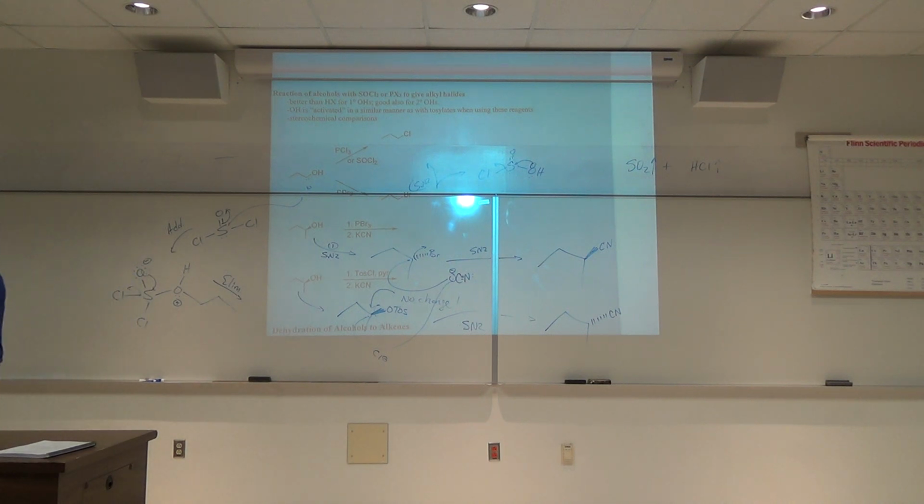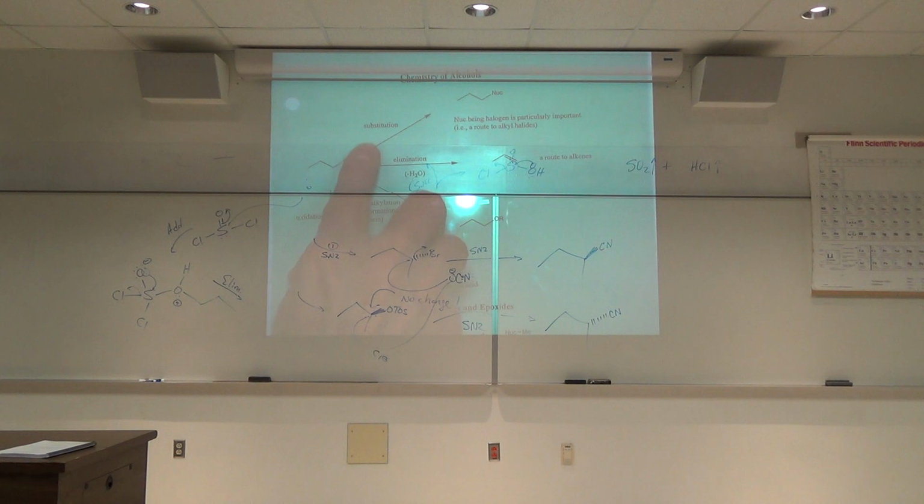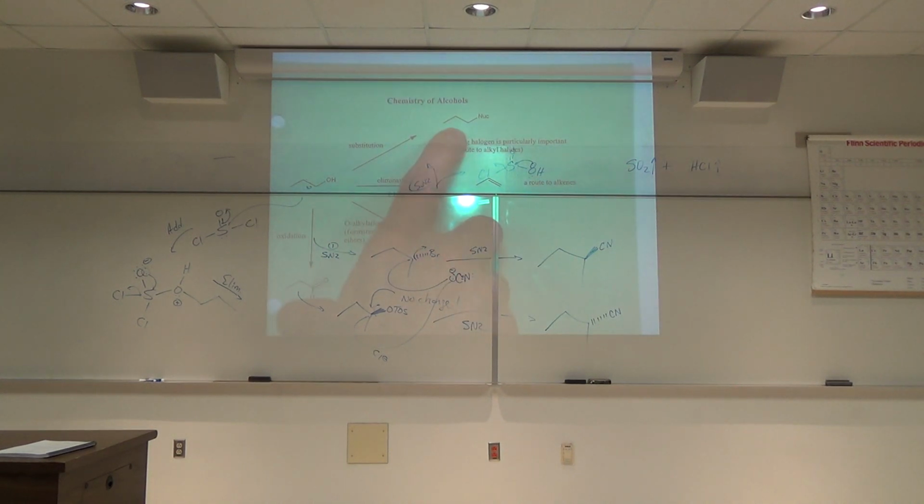Okay, so there we go. You got stereochemical comparisons that we did there, versus tosylate versus doing an alkyl halide conversion. All right, green sheet. That finishes up substitution.